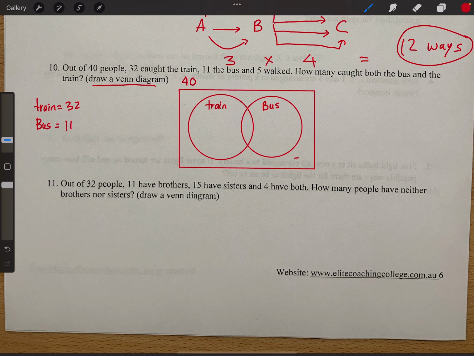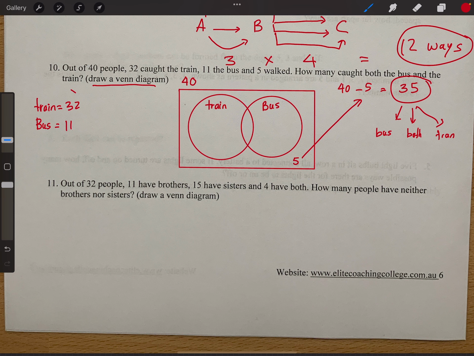So 5 people didn't take the bus or the train. They just walked. How many caught both the bus and the train? So let me see. We got 40 people. Take away 5 from here. Okay. And that gives me 35 people. Right. So 35 people take the bus, the train, and both. And there's both. The group that does both.